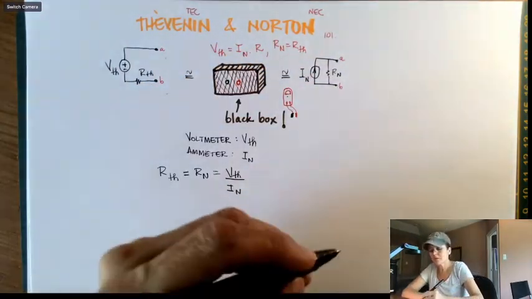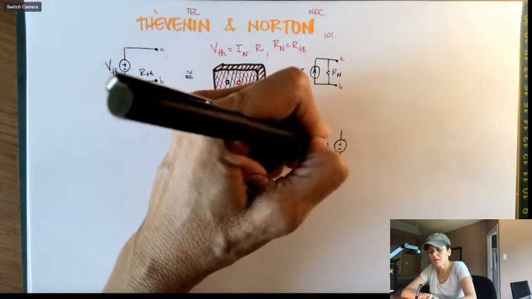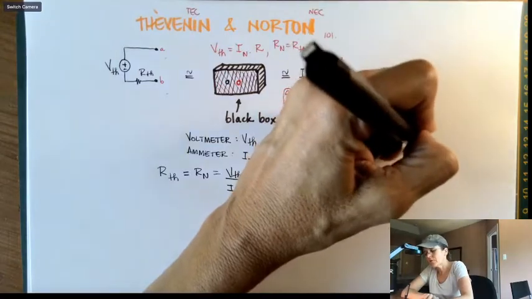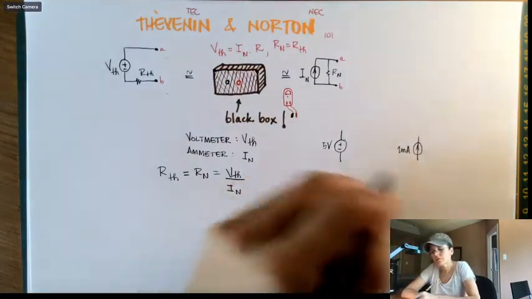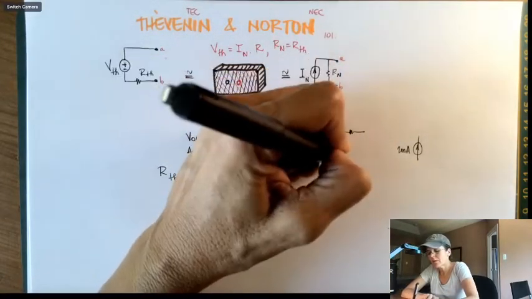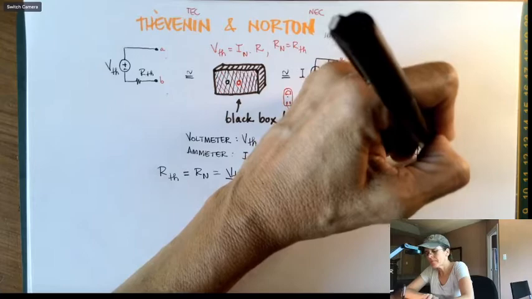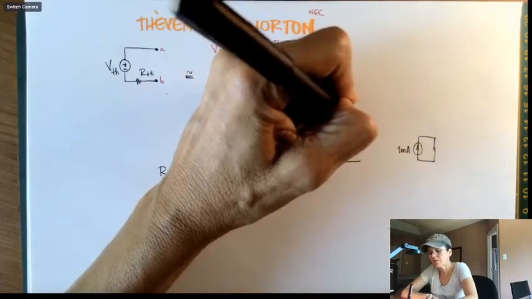So let me actually write that. Assuming that you measured 5 volts, and assuming you measured 1 milliamp, you can divide the two. So 5 divided by 1 milliamp will give you 5 kilo ohms.